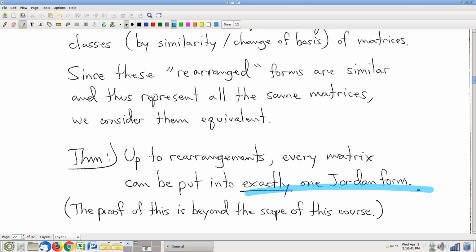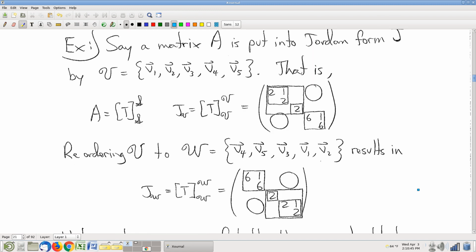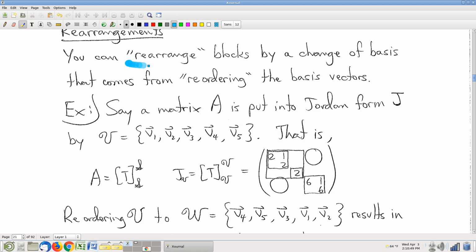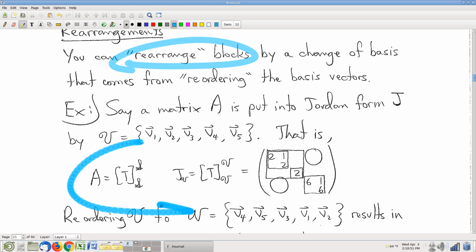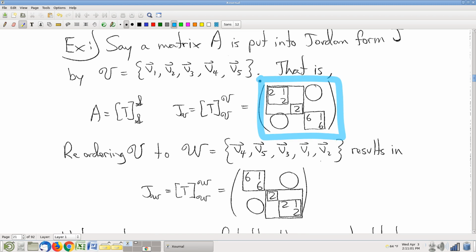So now here's the refinement I have to put on it then. Because all of our rearrangements are change of basis, what I have to recognize is that technically the Jordan form isn't actually unique. This is one Jordan form for the matrix that we're talking about. This is another perfectly good Jordan form. Right?